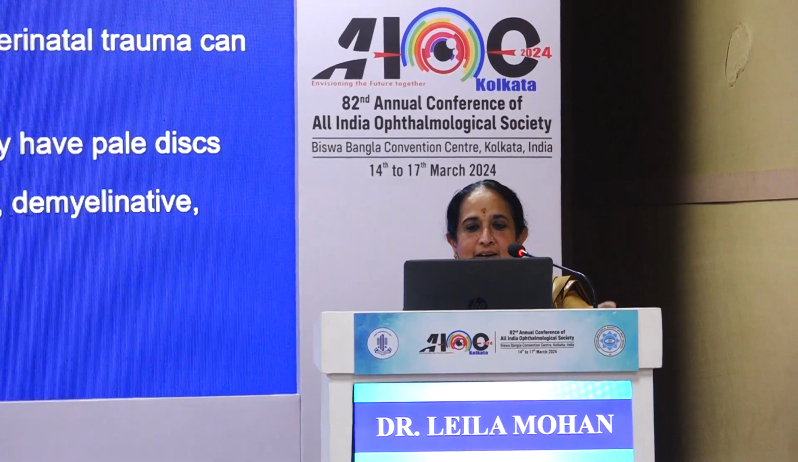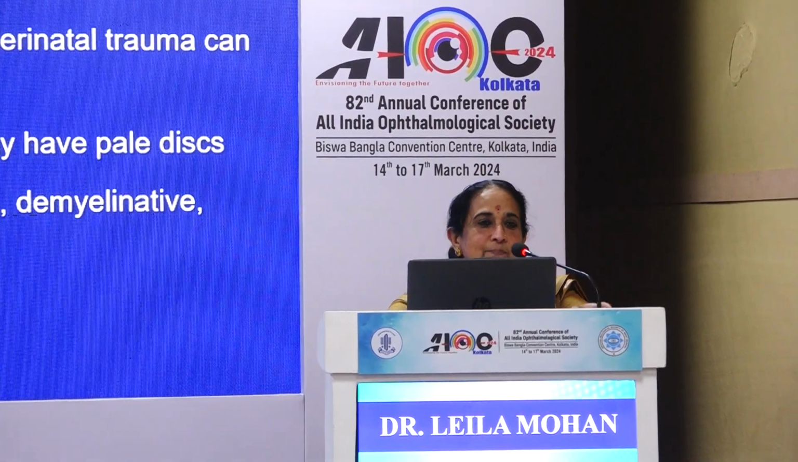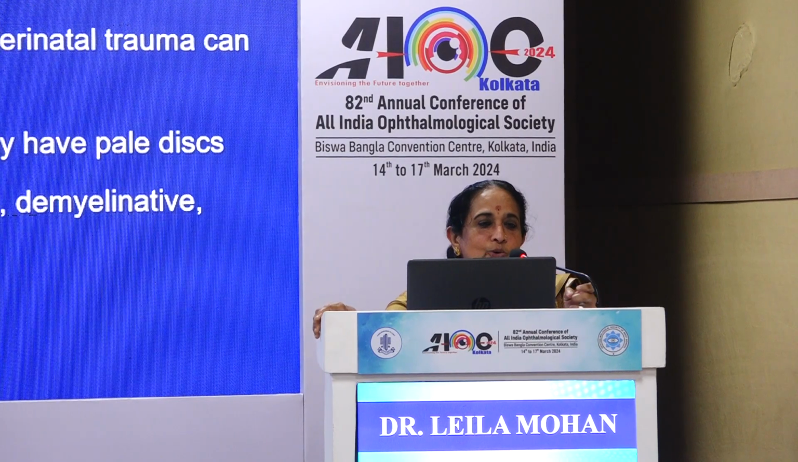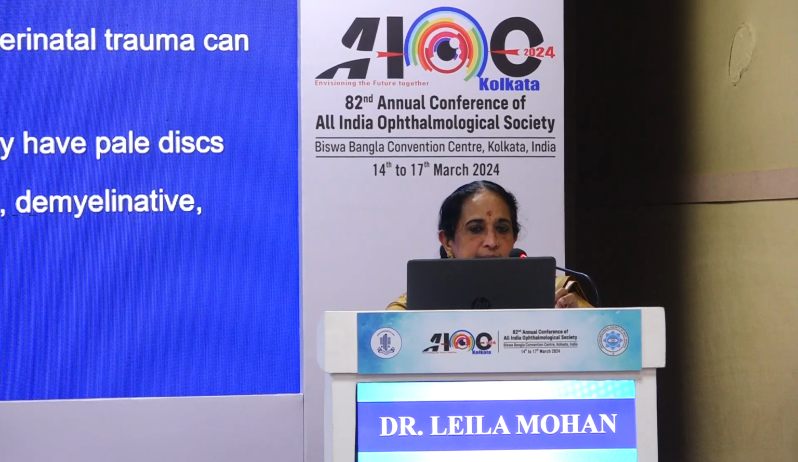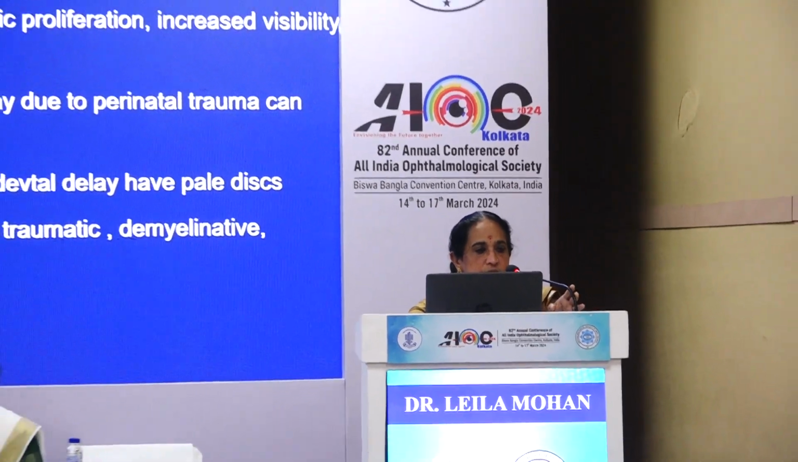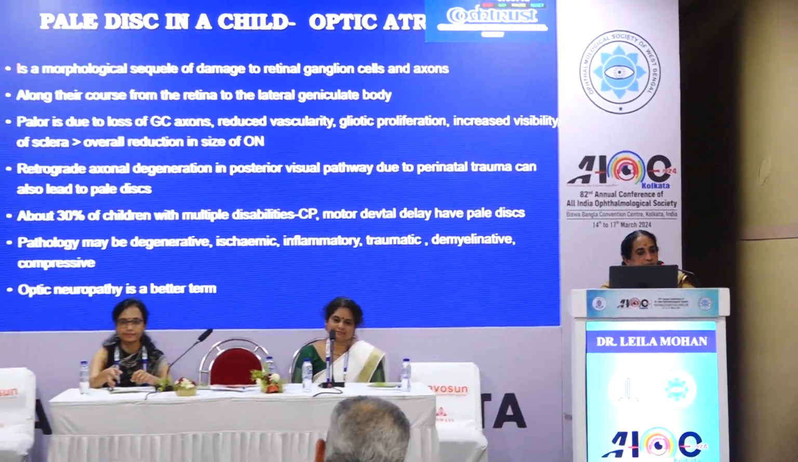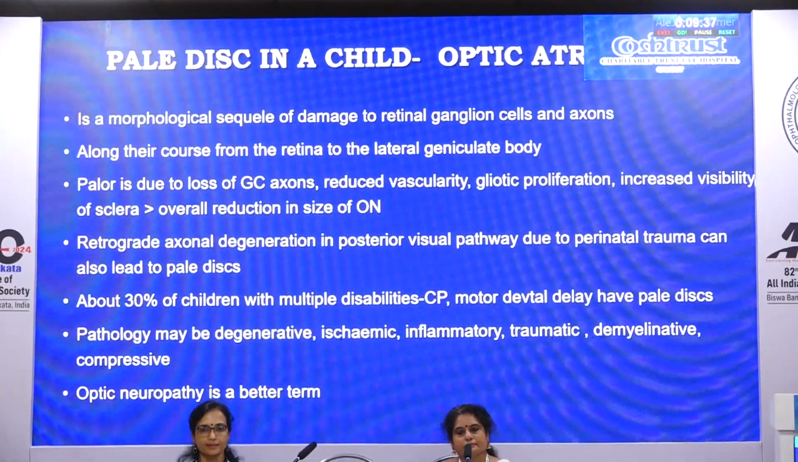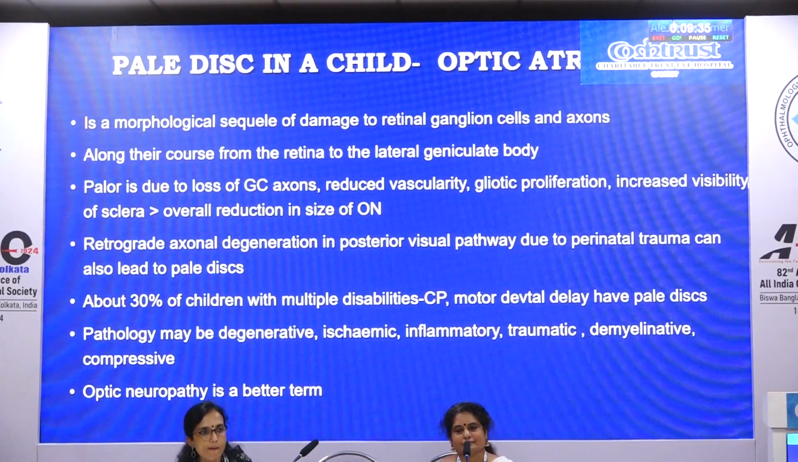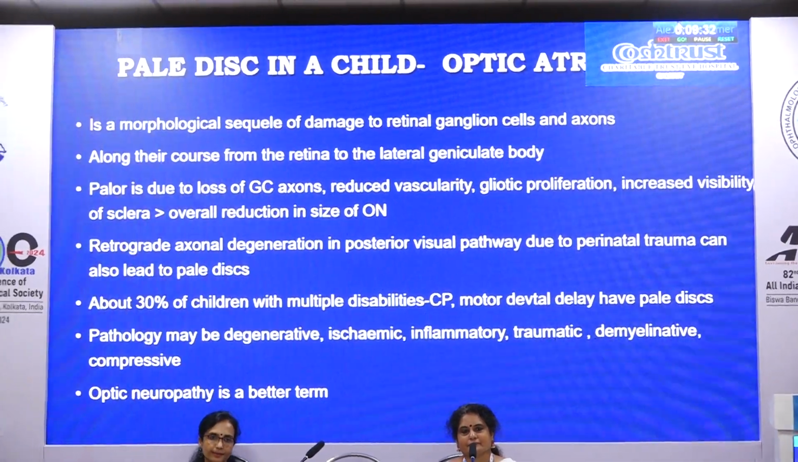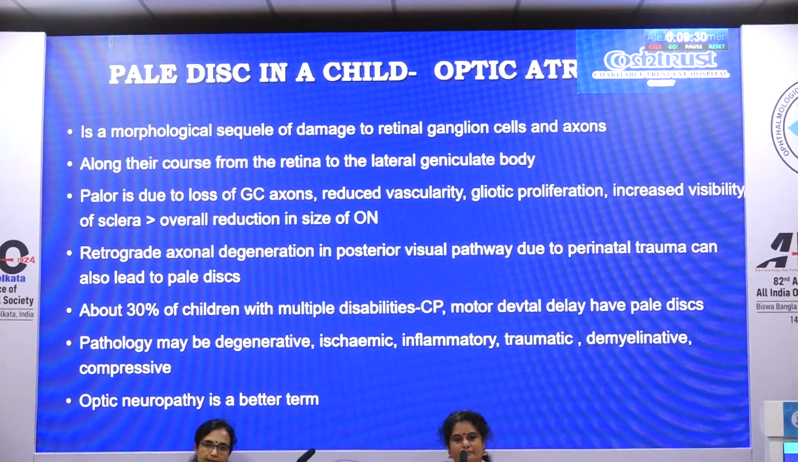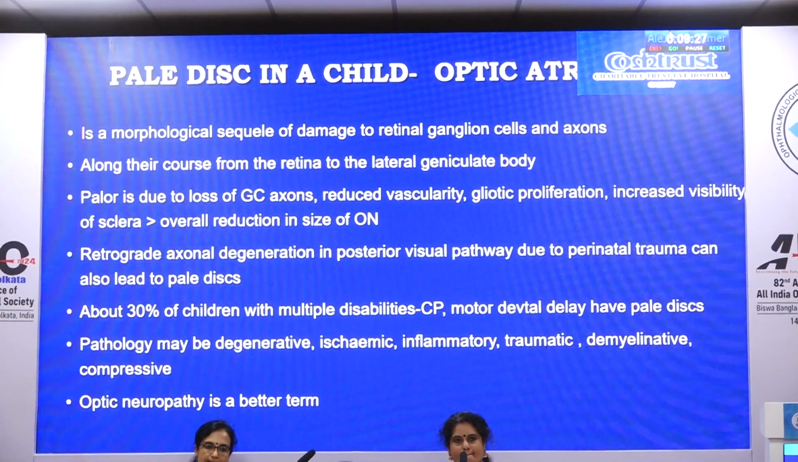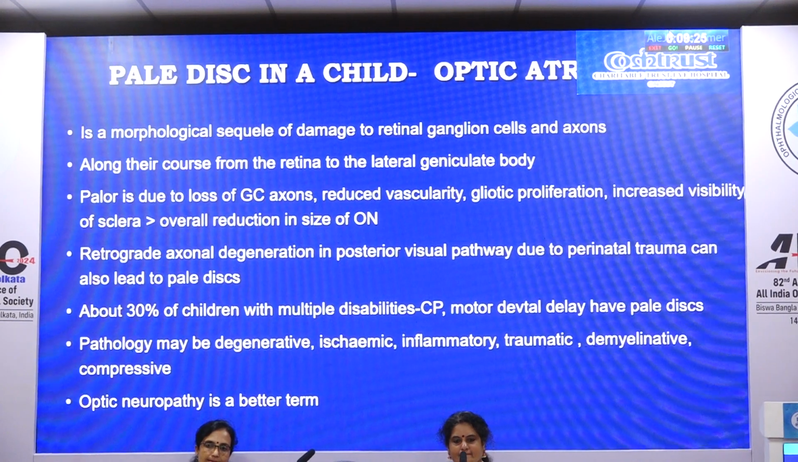Now, coming to another dilemma, when you have a pale disc, you want to know whether it is genuinely pale or not. Pallor is a morphological sequel of damage to retinal ganglion cells and axons along their course from retina to lateral geniculate body. It's due to the loss of ganglion cell axons, reduced vascularity, gliotic proliferation, increased visibility of sclera, and an overall reduction in size of the optic nerve. Retrograde axonal degeneration in the posterior visual pathway due to perinatal trauma can also lead to pallor.